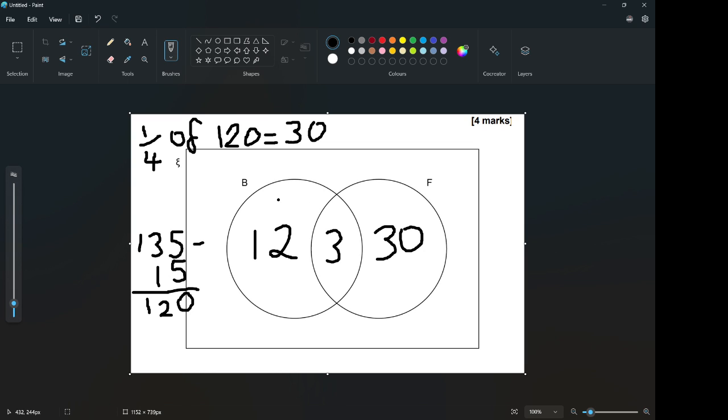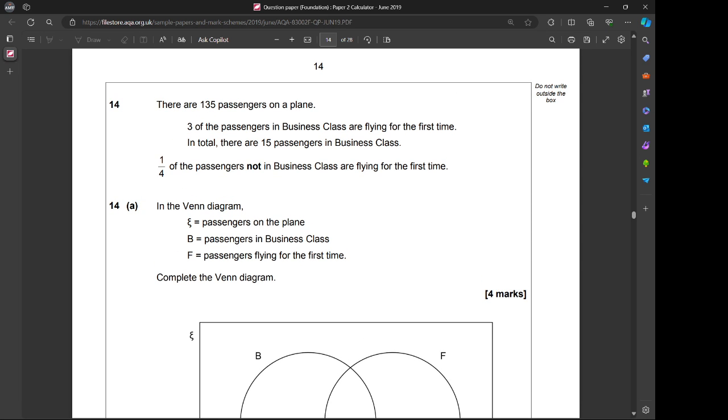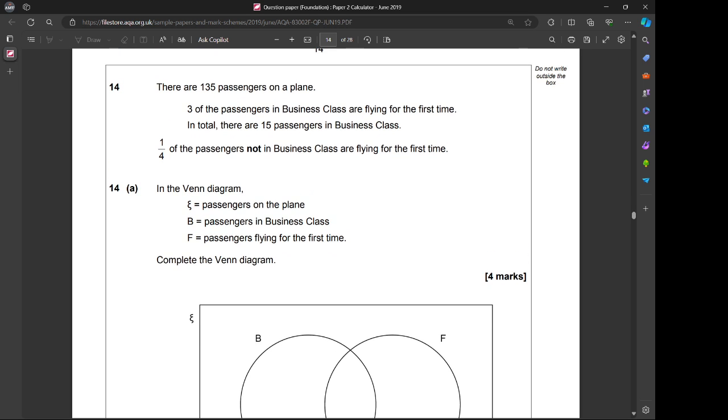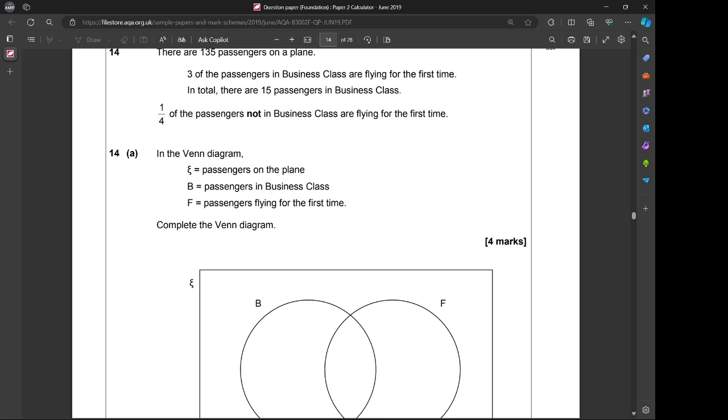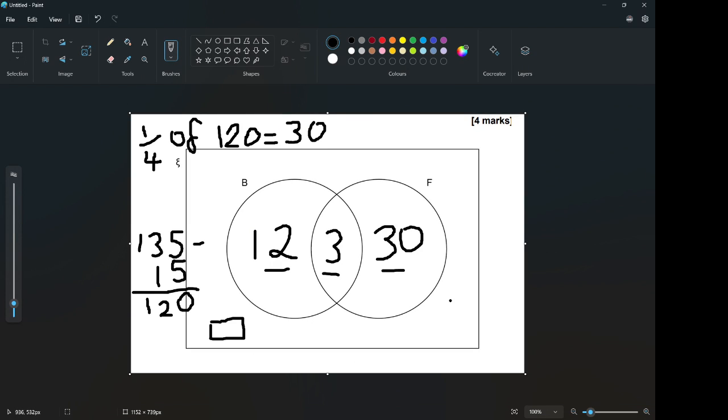Now, this is the last part. This plus this plus this plus this number here outside the circle must add to 135. So we have 30 plus 15, which is 45. So 135 minus 45 will give us 90. So 90 goes outside the circle, but inside the box. So 90 is going to go here, and that is going to be our answer for that question.